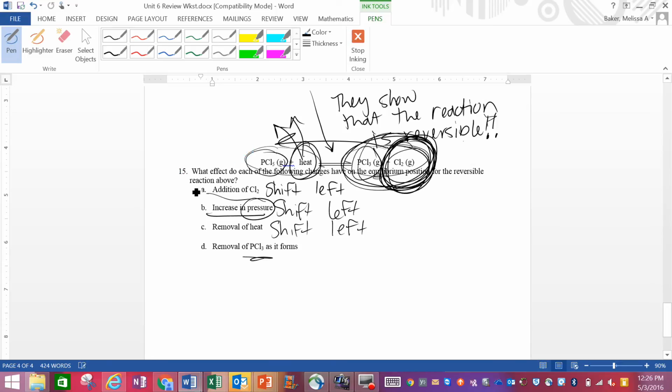What if we start removing PCl3 right here as it forms? The reactants are going to be like, oh my goodness, we need to make more of it. It's disappearing. So this reaction will shift right, just when you thought all of the answers were going to be shift left.